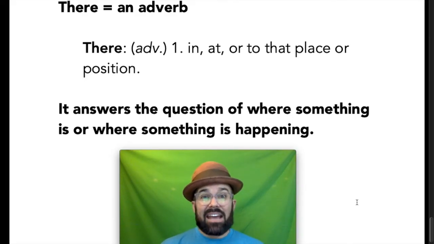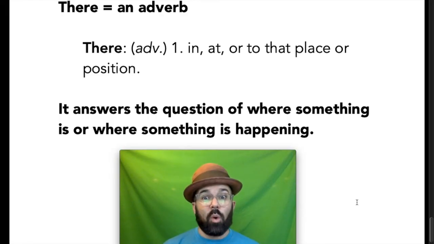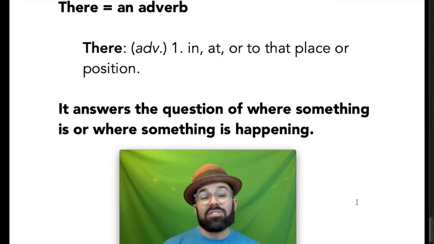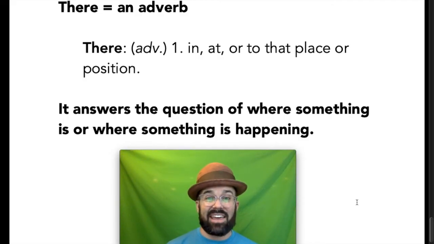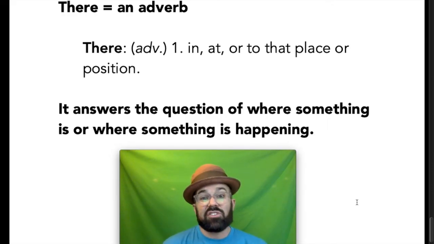T-H-E-R-E. It is an adverb that answers the question of where, or in this dictionary definition that you see up here, in, at, or to that place or position, which really is just where that thing is. Where is it? There! This word almost always functions as an adverb, telling where the verb takes place, where something is. And it's kind of the one that you use if it doesn't really do what those other things do. It's not a contraction that means the same thing as they are, and it never shows possession of something. So it's kind of like the other one. But technically, it's an adverb that answers the question of where.